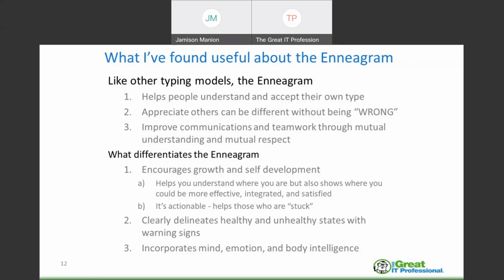And it's also cross-referenced to the DSM, which is the Diagnostic and Statistical Manual of Psychology. It actually shows you how the different personality types can go down into unhealthy levels, and a lot of psychologists and psychiatrists now use it in their practice for people who are at unhealthy levels and emotionally struggling. So it incorporates the mind, emotions, and body. It's pretty amazing and very comprehensive.